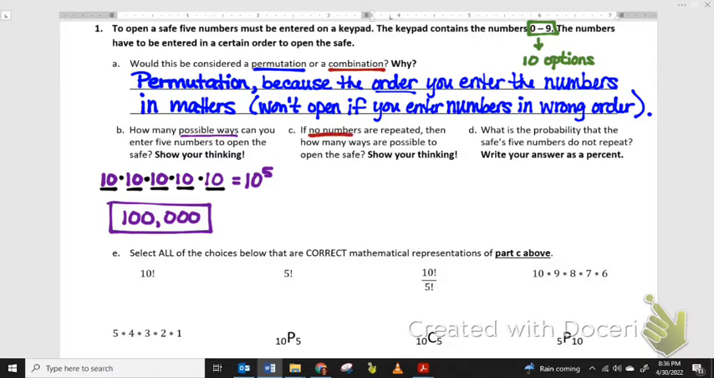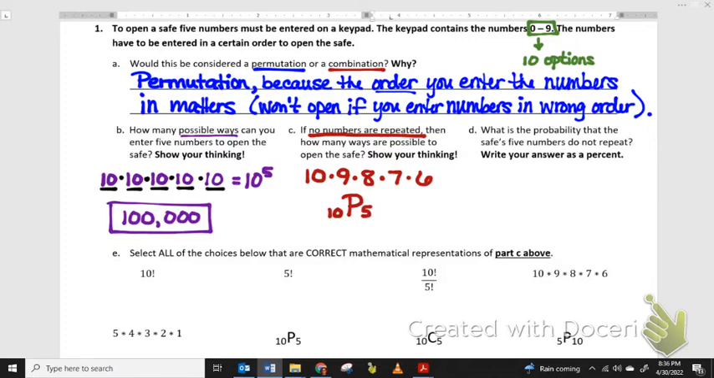For part C, it says if no numbers are repeated. So now when I go to type in the numbers on the keypad, how many choices do I have for the first one? 10. 10 for the first number. And then down 1, because I can't repeat the number, so now I only have 9 to choose from. And then I have 8, and then 7, and then 6. This is exactly the same thing as saying I have 10 options, order matters, so it's a permutation, and I'm going to choose 5 of them.